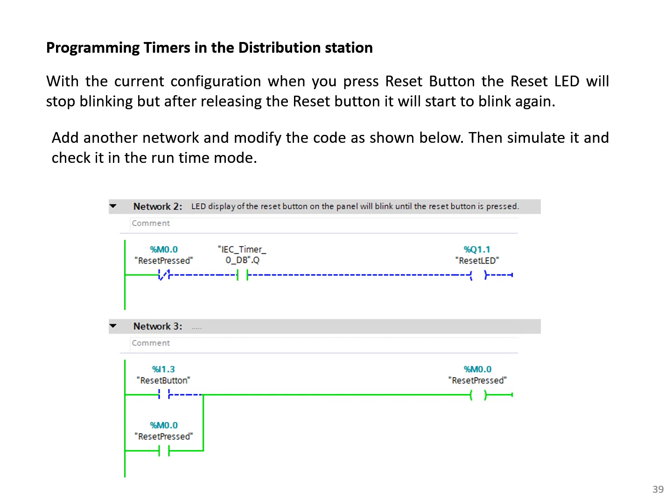So here we are using one internal memory, and we latch that internal memory. Okay, why? Because we want to be independent from the reset button. If the reset button is released, we want to keep that LED going.